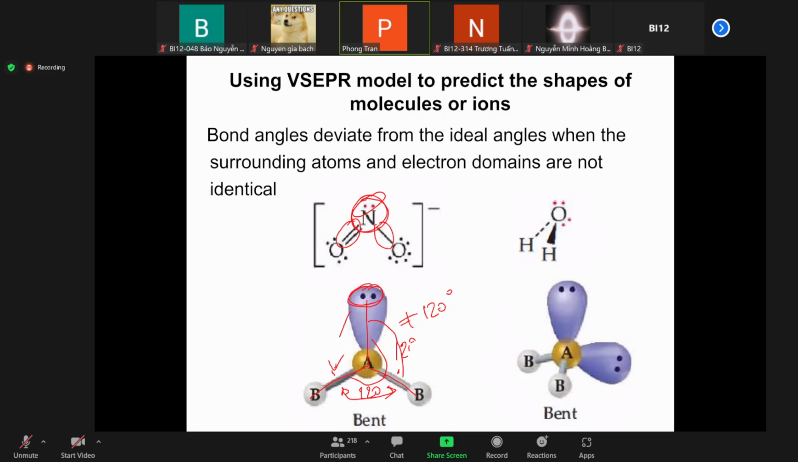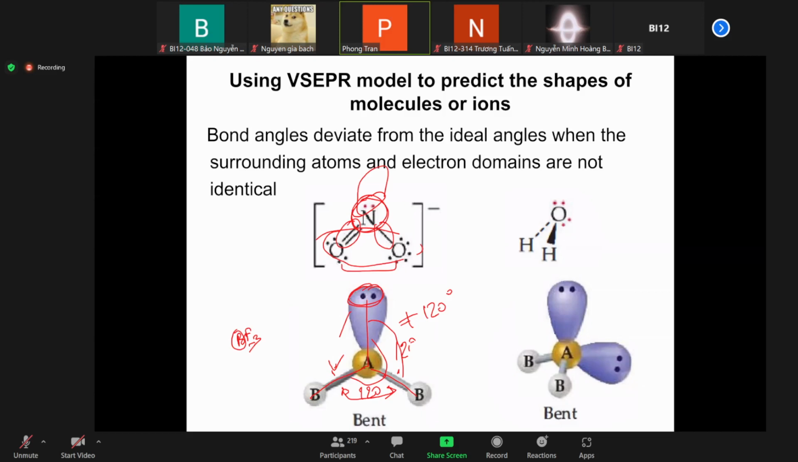Okay. Say if you have the molecule BF3, all the atoms surrounding the boron are fluorine, then in this case, you will have a perfect 120 degrees. But for the case of the molecule NO2, you have 2 atoms that are identical, but you have 1 electron domain which is non-bonding, which is not identical. So the angle will deviate, that means be different compared with 120.